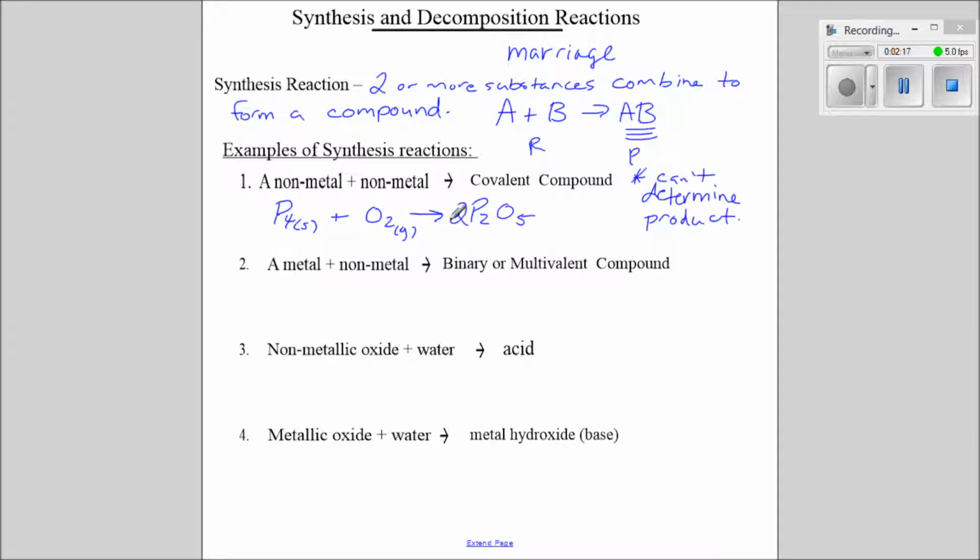In this case, it would be 2. That's balanced there. That's 10. So this is the correct balanced equation for this one.